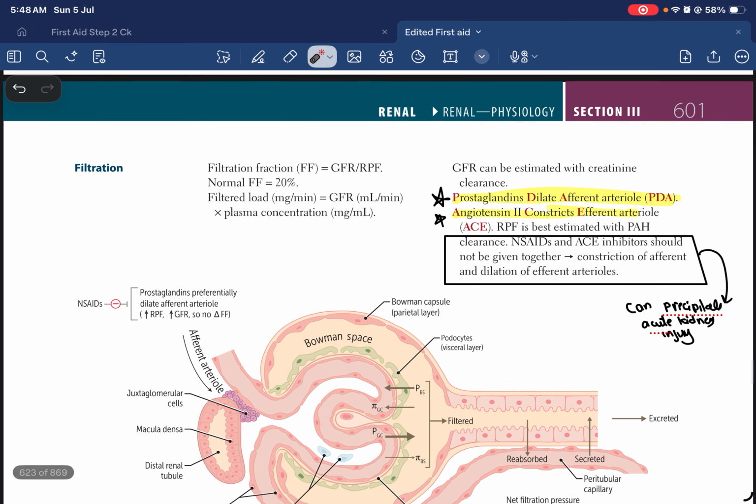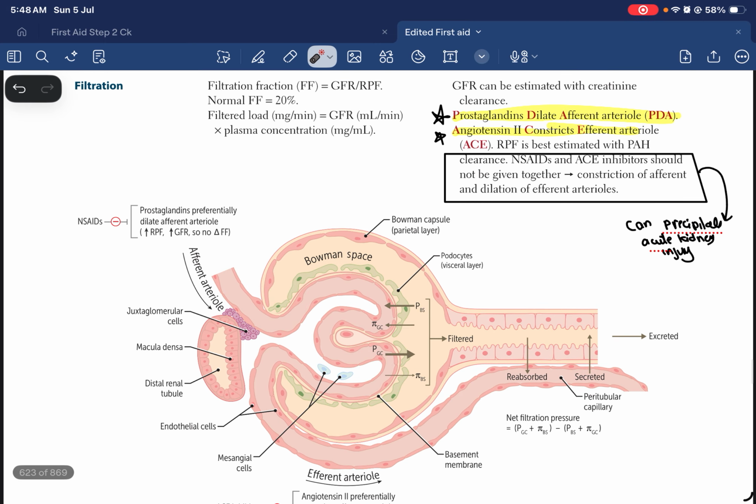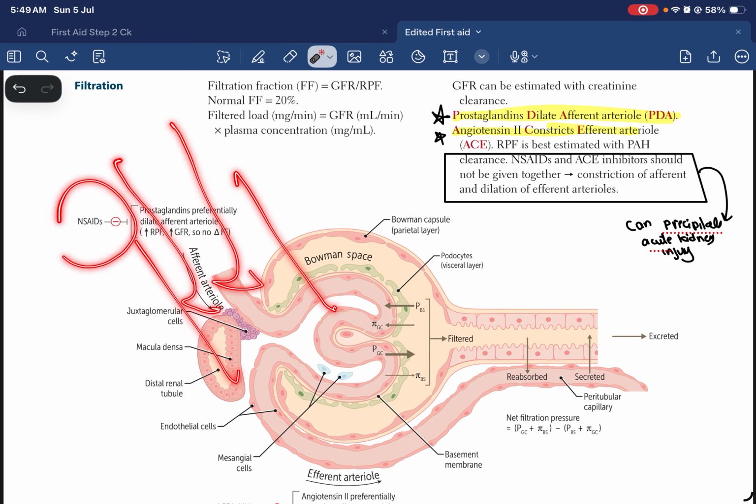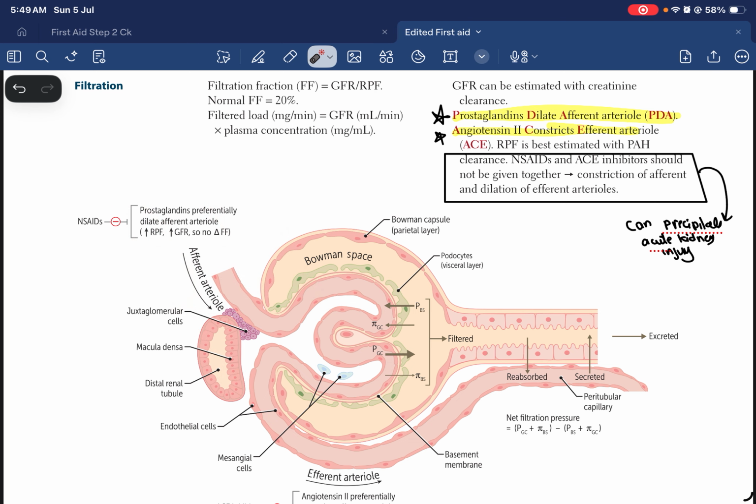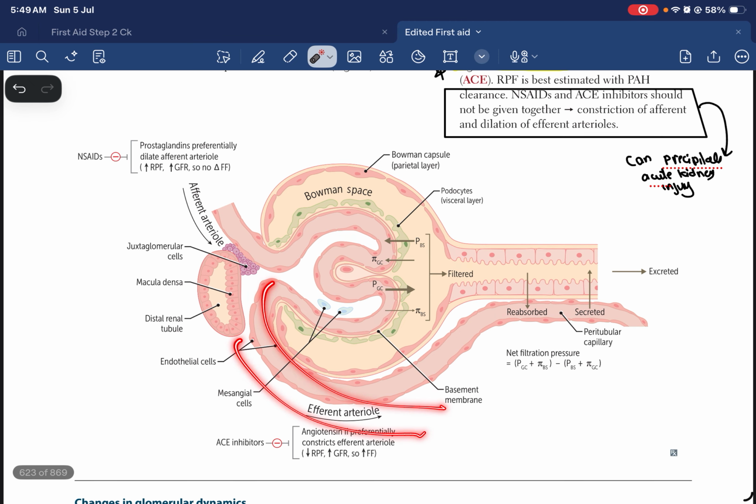Now there are two very, very important points, prostaglandin and also angiotensin 2. Prostaglandins act on your afferent arterioles and make them dilate, so more blood would enter. If you give NSAIDs, that inhibits your cyclooxygenase enzymes, which decreases prostaglandin production. Prostaglandin levels would eventually fall, and that's going to lead to what? The constriction of the afferent arterioles. Now let's move to the efferent ones.